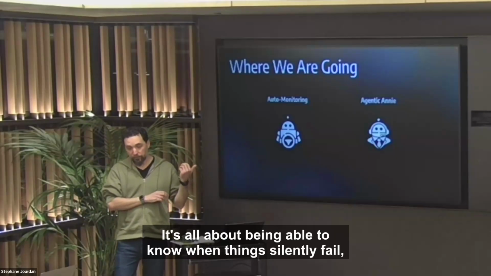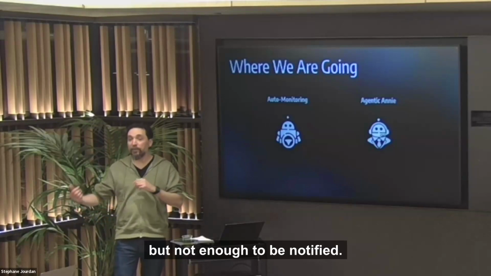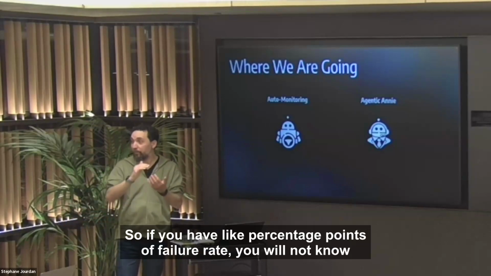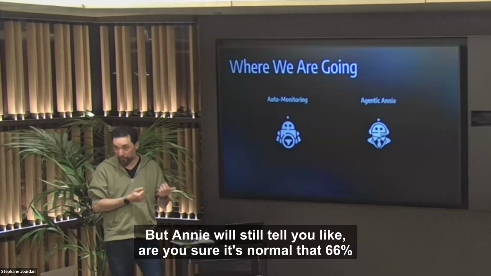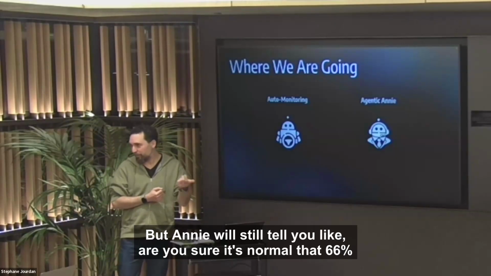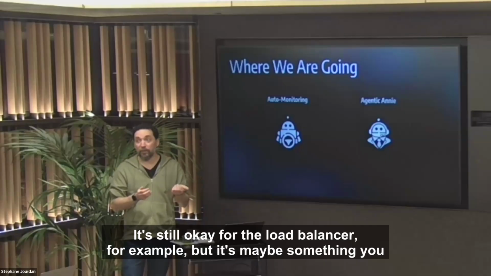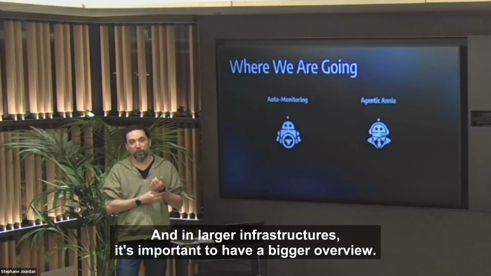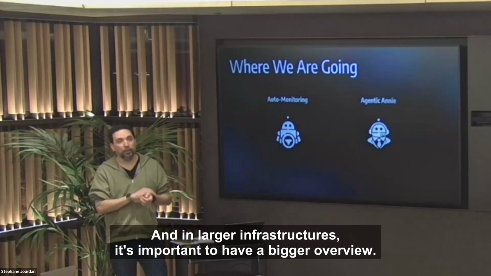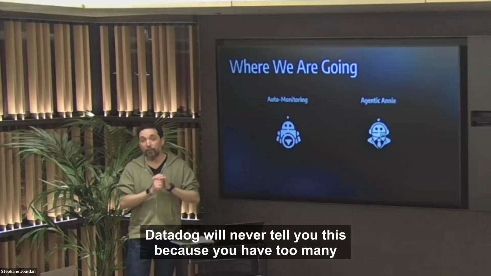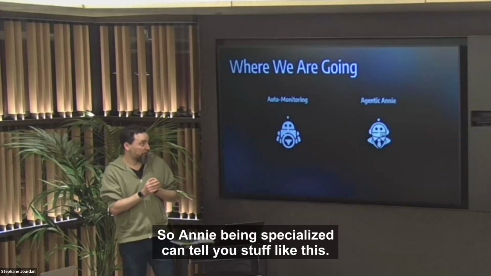It's all about being able to know when things silently fail, but not enough to be notified. So if you have percentage points of failure rate, you will not know about it, but Annie would still tell you, are you sure it's normal that 66% of your pods here are working? It's still okay for the load balancer, for example, but it's maybe something you have to take care of. In larger infrastructures, it's important to have a bigger overview. Datadog will never tell you this because you have too many sensors and monitors. So Annie, being specialized, can tell you stuff like this.